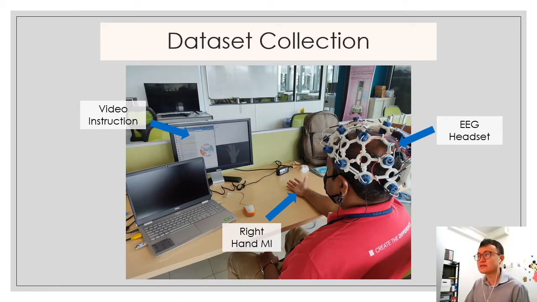You can see that this is the entire hardware setup required for collecting the dataset. This one is the OpenBCI EEG headset worn by a subject, and right now he's performing the motor imagery for right hand fingers by following the video instruction shown on the screen.